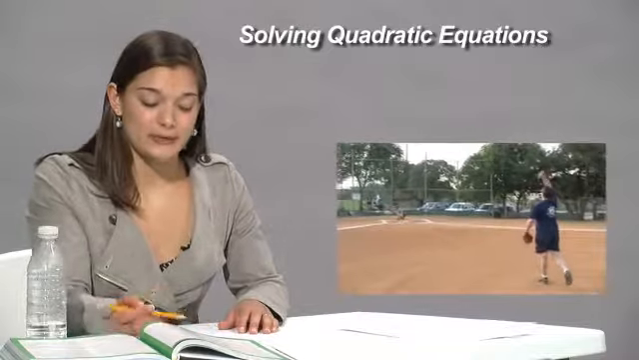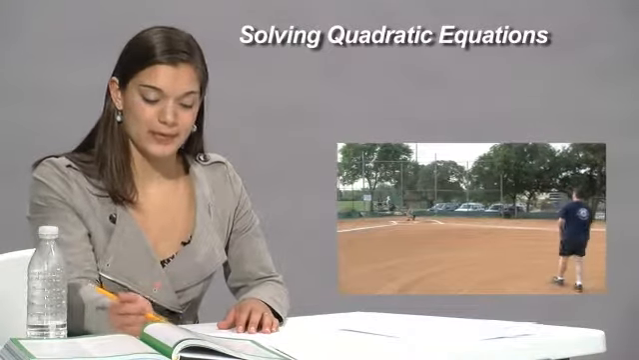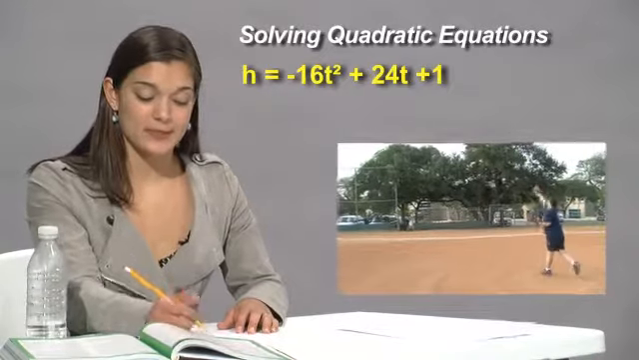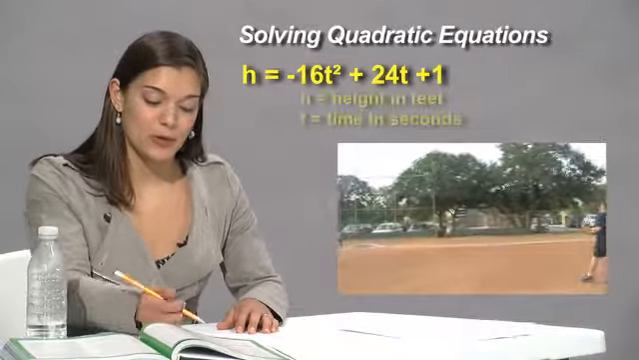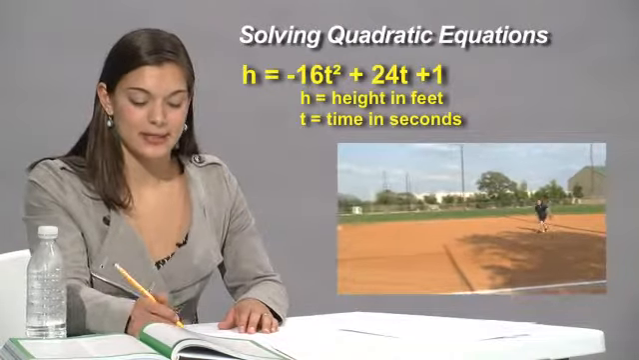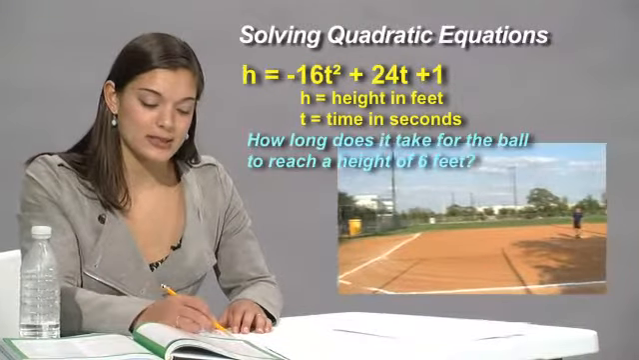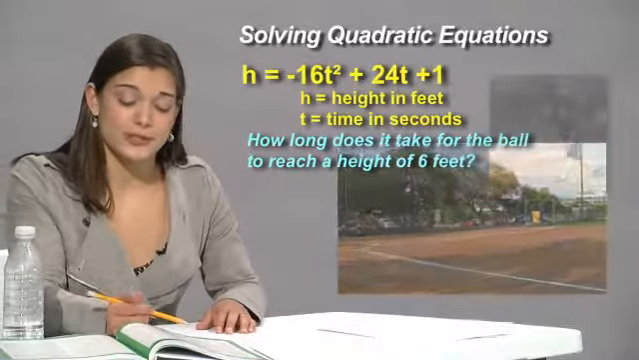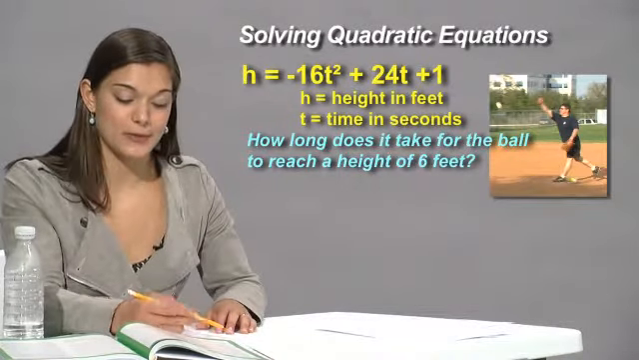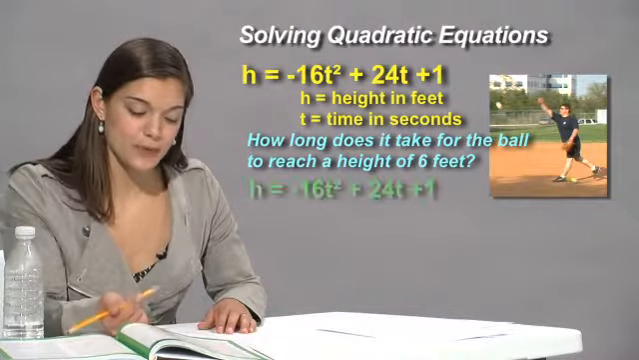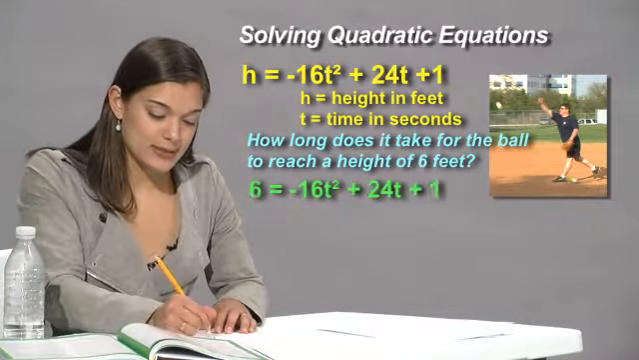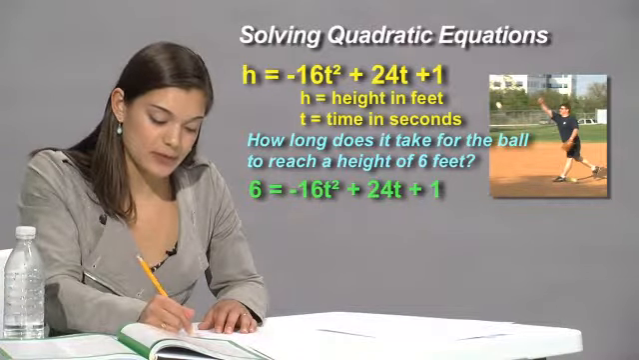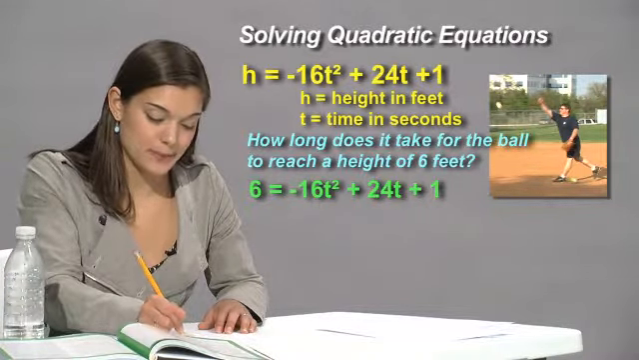During practice, a softball pitcher throws a ball whose height can be modeled by the equation h equals minus 16t squared plus 24t plus 1. Where h is the height in feet and t is the time in seconds. How long does it take for the ball to reach a height of 6 feet? So the first thing we should do is plug that 6 into our equation. That's our known. So we can write 6 equals minus 16t squared plus 24t plus 1.